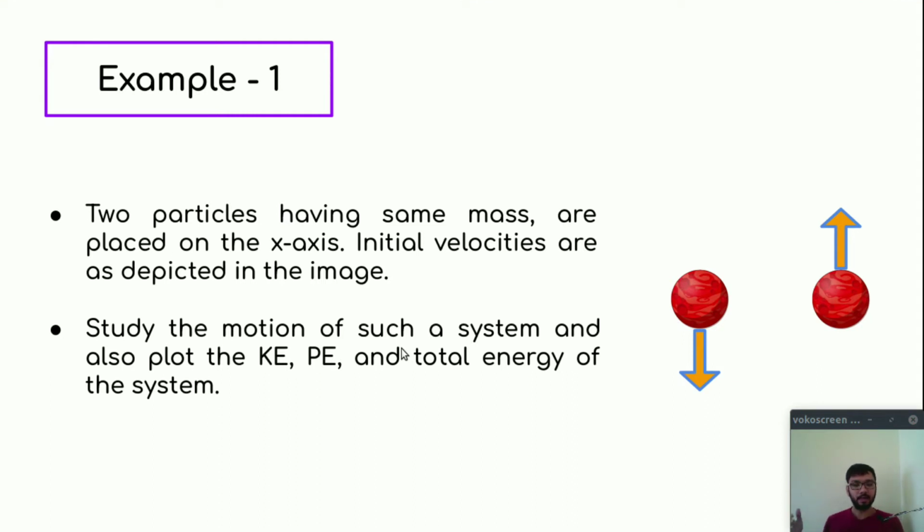So this example states that we have two particles of the same mass and these particles are placed on the x-axis. Initial velocities are as depicted in this image. As you can see here, for this one the velocity vector is pointing upward, and for this one it is pointing downward. We want to study the motion of such a system, and also want to plot kinetic energy, potential energy, and total energy associated with this system.